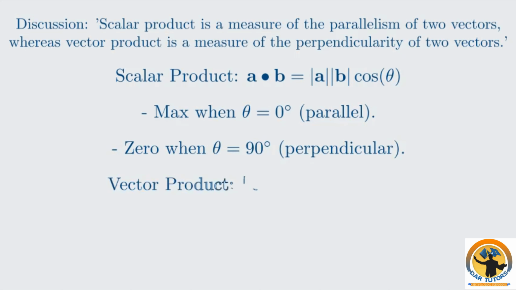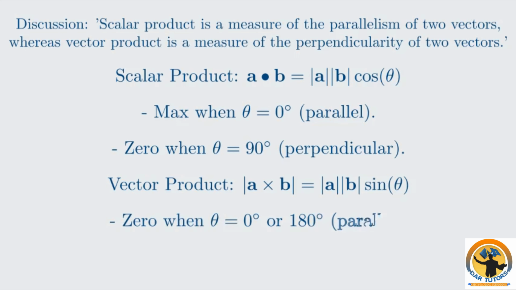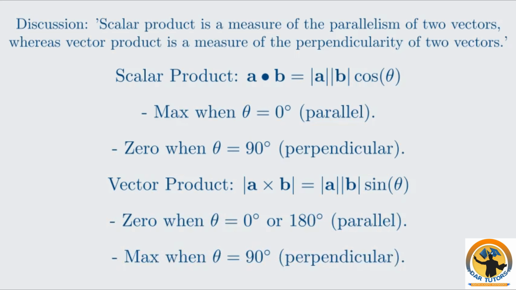The vector product, magnitude of A cross B equals |A||B| sin theta, is 0 when the vectors are parallel. Theta equals 0 or 180, sin theta equals 0, and it is maximized when they are perpendicular. Theta equals 90, sin theta equals 1. So a large magnitude of the cross product means the vectors are close to perpendicular, and a zero cross product means they are parallel. This distinction is fundamental to understanding how and when to use each product.